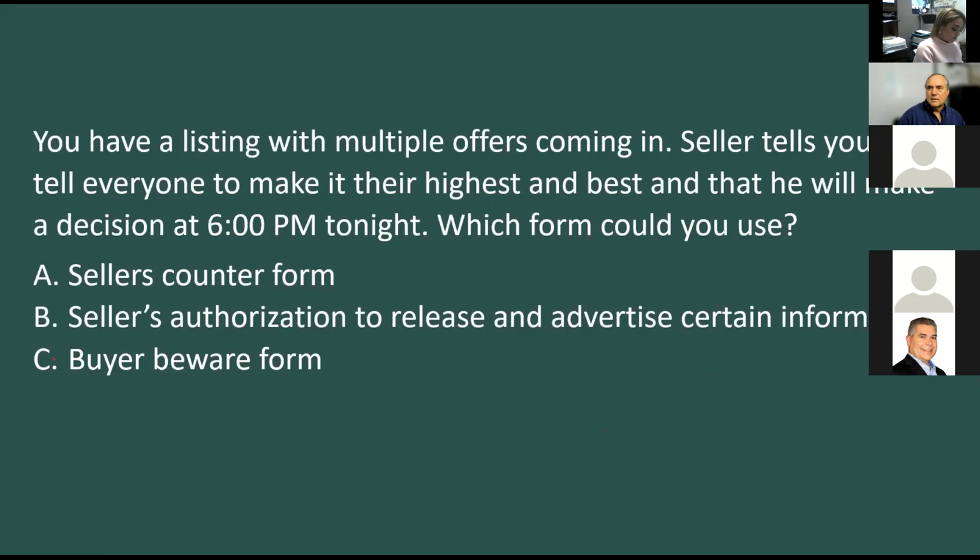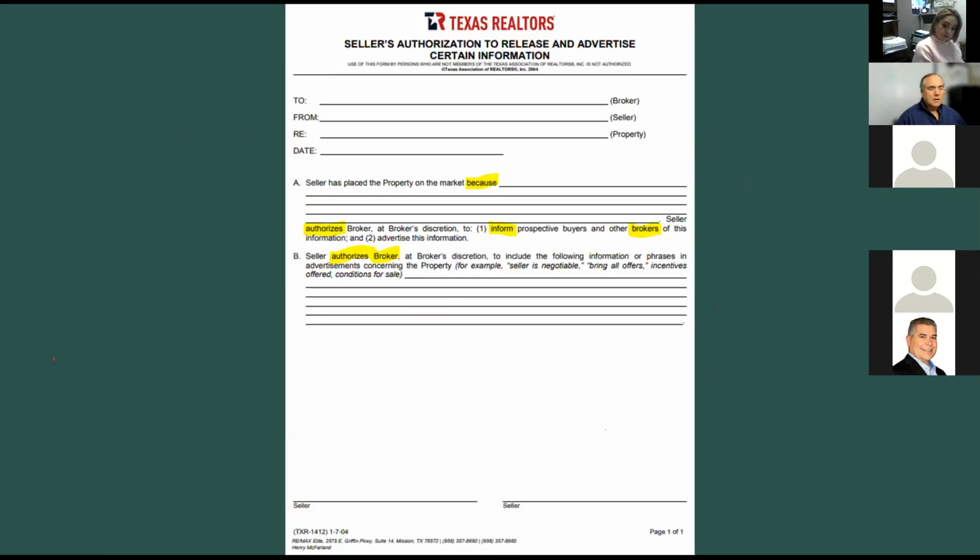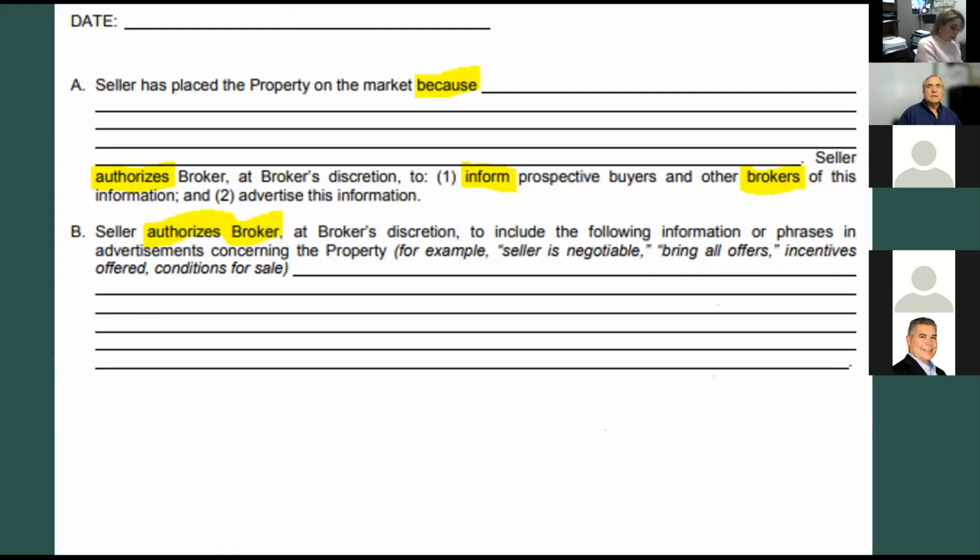Right. Yep. Answer is B. Let's take a look at that real quick. So this is the seller's authorization to release. And on here, the seller authorizes us to inform prospective buyers or other brokers of this information and advertise it. So if you get that, use this form so you have documentation from the seller that this is what they said to do.